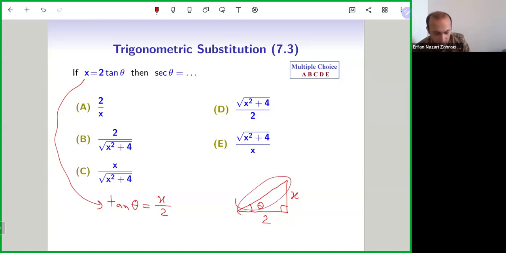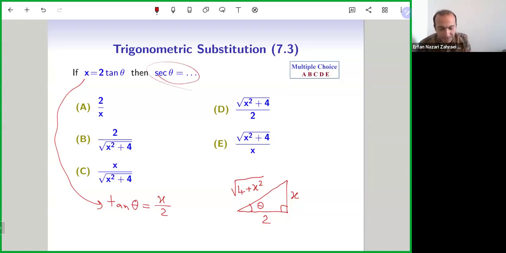And let me create this. Find this hypotenuse. What would be the hypotenuse? It would be the root of 2 squared, which is 4, plus x squared. That's the hypotenuse.